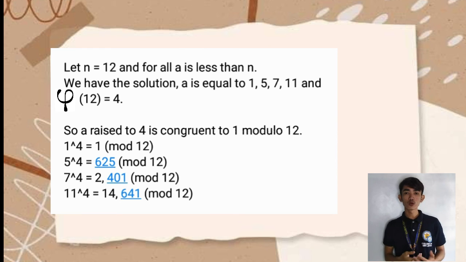1 raised to 4 is congruent to 1 modulo 12. 5 raised to 4 is 625, which is congruent to 1 modulo 12. 7 raised to 4 is 2401, which is congruent to 1 modulo 12. 11 raised to 4 is 14,641, which is congruent to 1 modulo 12. That is the end of our discussion, and I hope you learned something from me.